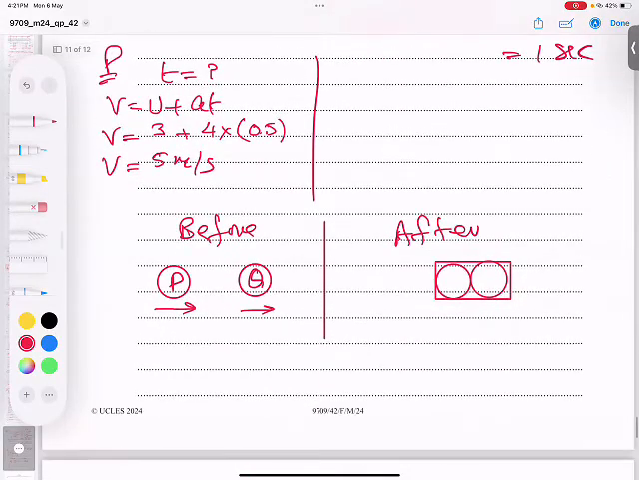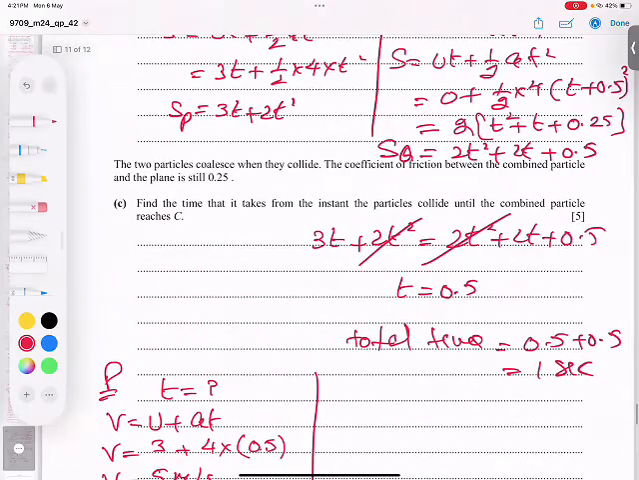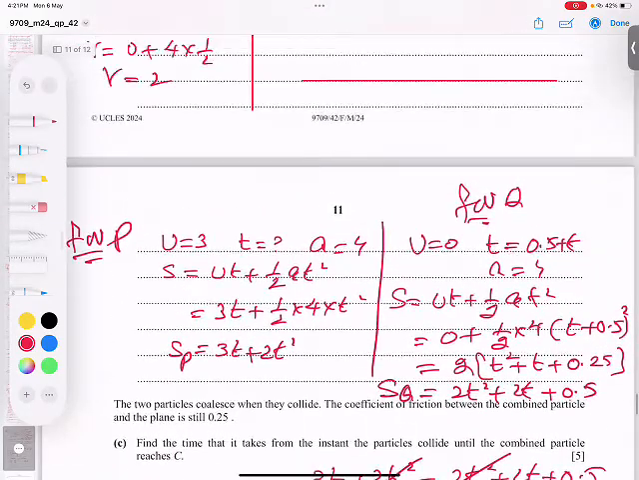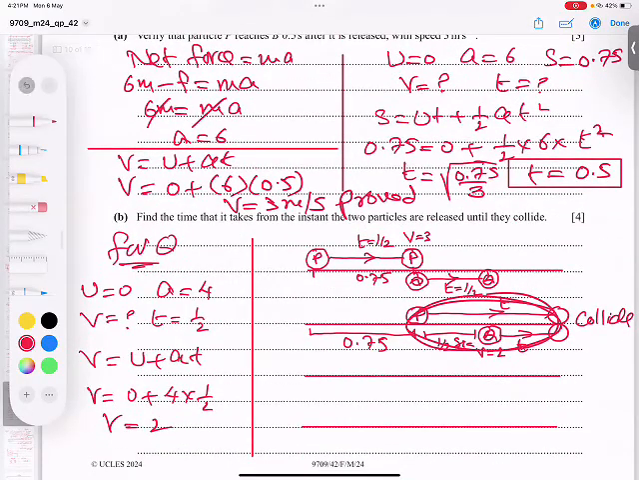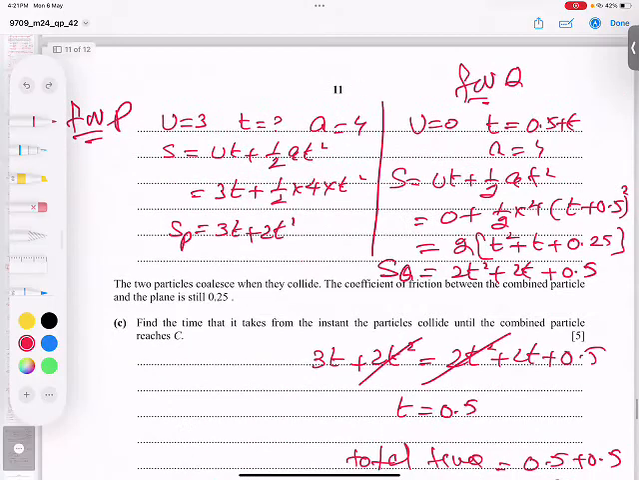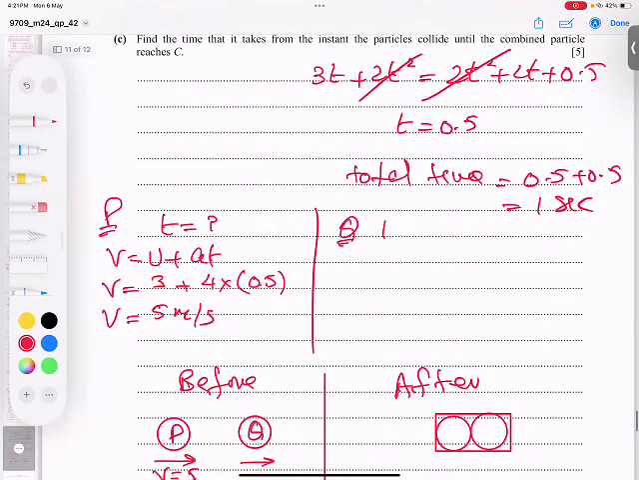It means the speed just before hitting is 5. And what about Q? For that reason, I will concentrate here. Because Q is traveling from here to there, for t I will take 1 second here, not 0.5. So for Q, the time I need is 1. So velocity equals u plus at, and u is 0, acceleration is 4, and time is 1.